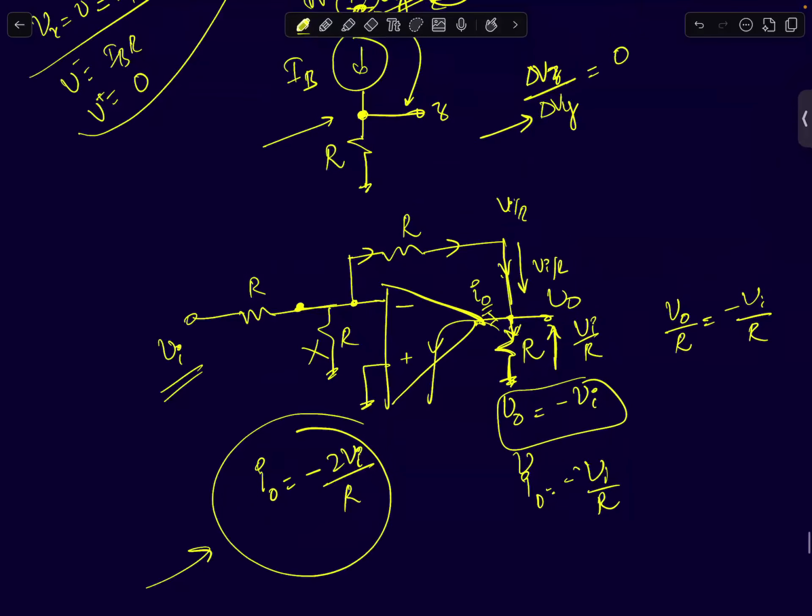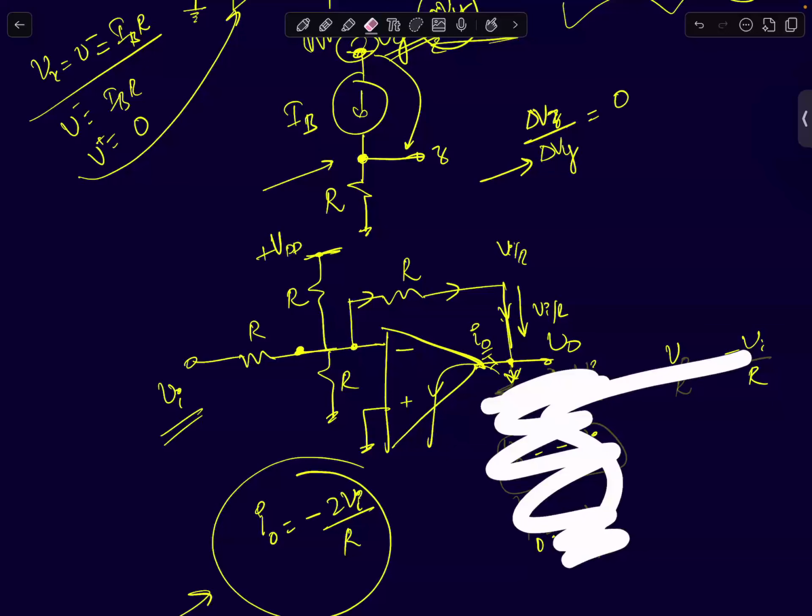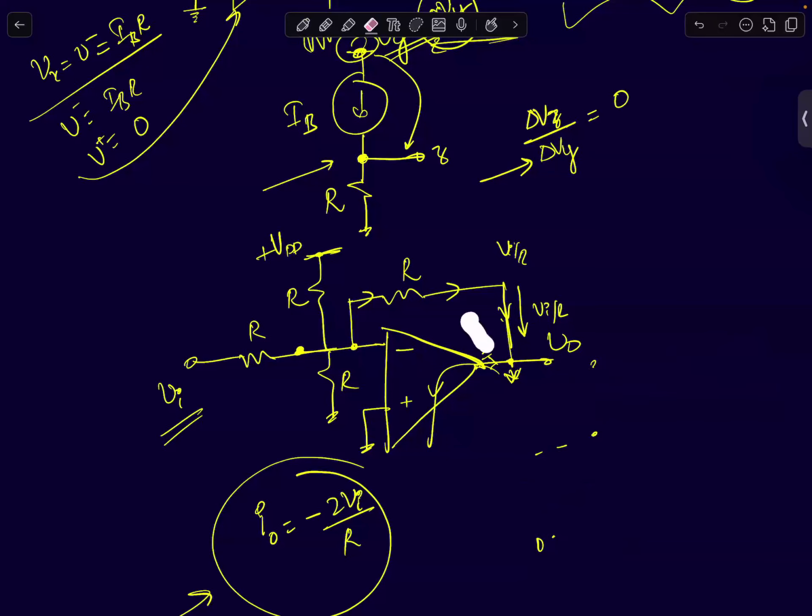Okay, I'll just add one resistor here. Let me add a resistor, and let's call this plus VDD, R. Now ignore this resistor. For this problem, we can ignore the resistor here. Now can you tell me what will be I naught and V naught?